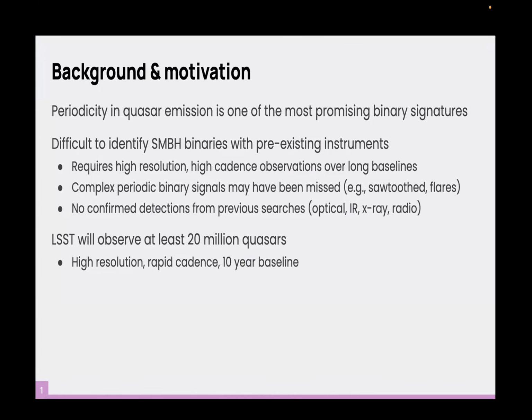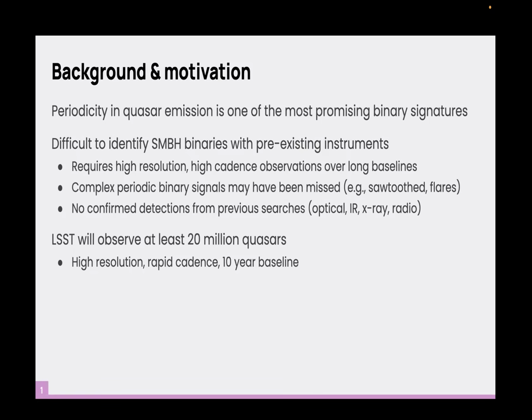So to provide some context, when we're searching for black hole binary signatures, we're usually looking for periodic emission coming from AGN. And up until now, it's been very challenging to identify these signals because we have to track these periodic signals cycle after cycle and be able to actually distinguish that from the intrinsic quasar variability. So they require us to be taking high resolution observations at a high cadence and over long baselines to be able to confirm these. And previous telescopes and surveys have been missing at least one of those 3 things.